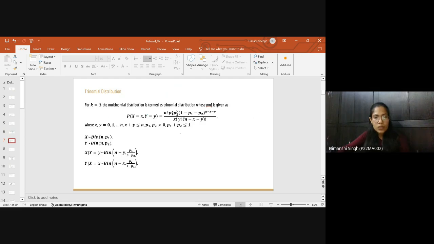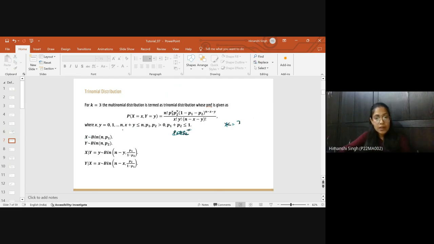And here also we have the condition that p1, p2 are greater than 0, and p1 plus p2 is less than or equal to 1, because we have k equal to 3. Also x plus y should be less than or equal to n. Now here again, if we consider the marginal distributions, then because of the previous results, we have X follows binomial(n, p1), and Y follows binomial(n, p2).